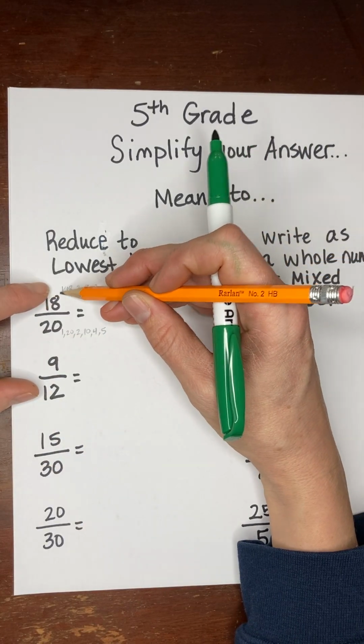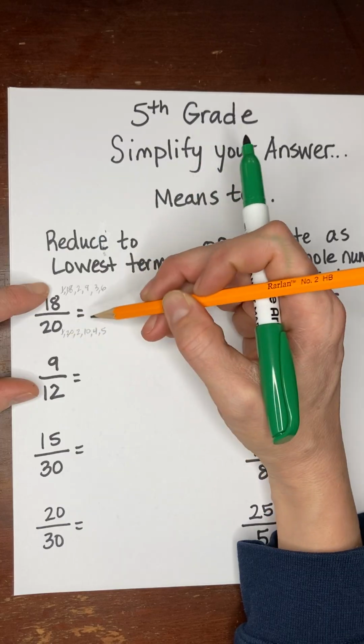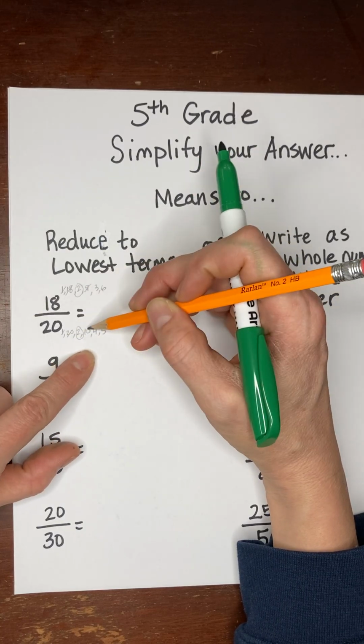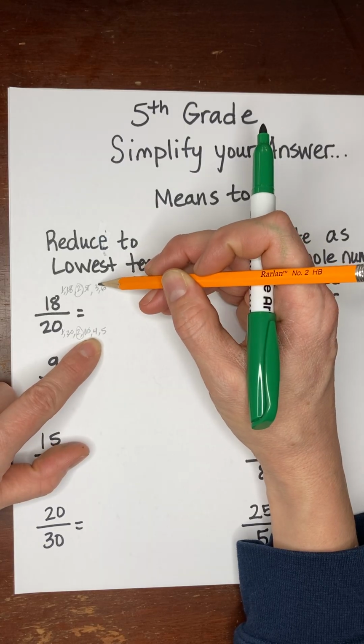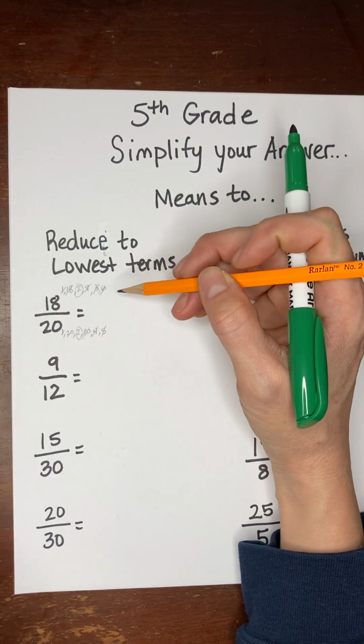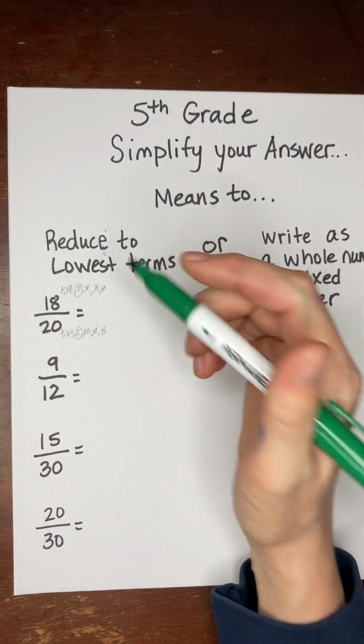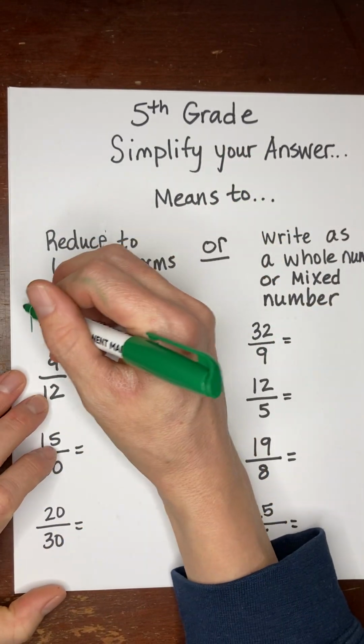Okay, so let's look in this list. We know we're not going to use a 1. We're not going to use 18 or 20. They both have a 2. Okay, so there's potential. No, not 9 and 10. 3 and 4. 6 and 5. Okay, so the only thing they have in common is a 2. That is actually the greatest common factor. So let's go ahead and reduce by 2.